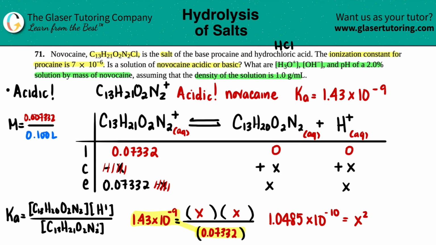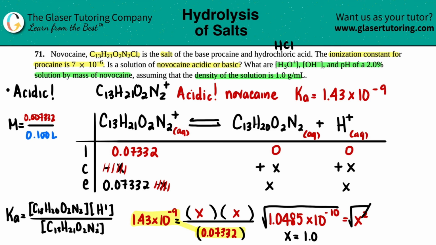X times X is X squared. So if you want to solve for X, just do the square root. That gets rid of this, right? So I'm just going to square root 1.0485 times 10 to the negative 10th. And I get an X value of 1.0. I guess, is this one of the answers? Actually, this is one of the answers.